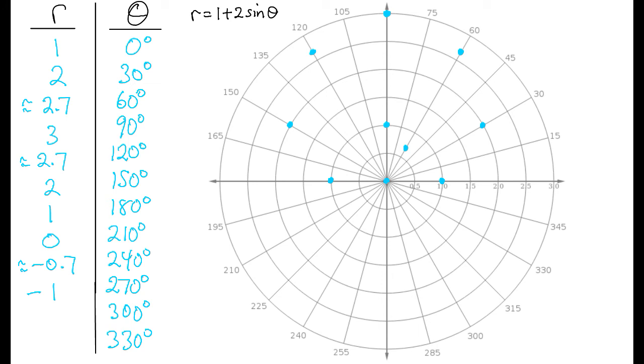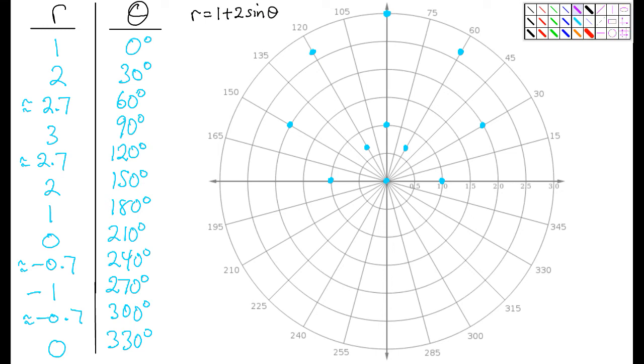I'm going to use symmetry for this point to tell me that, well, there must be another point right around there. And that actually corresponds to 300. It's approximately minus 0.7. Okay, and then finally at 330, let's see what I get. 330, sine of 330 is minus 1/2, so this gives us 1 minus 1. So we get 0 again, which we've already plotted that point. That point's right here.